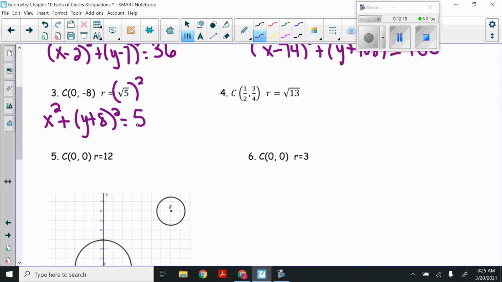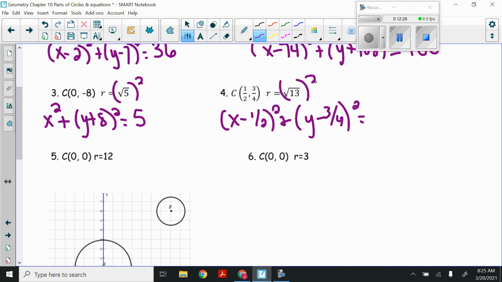Number 4, we're going to look at where we have fractions. No problem, same thing. So x minus 1/2 quantity squared plus y minus 3/4 quantity squared equals my radius squared. Again, if I square the square root of 13, I just get 13.